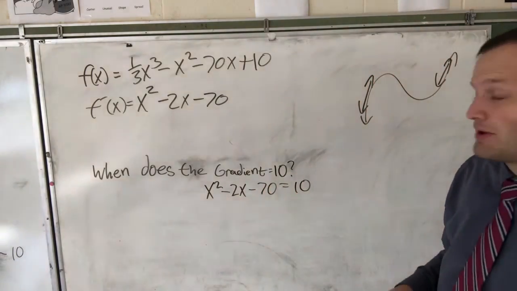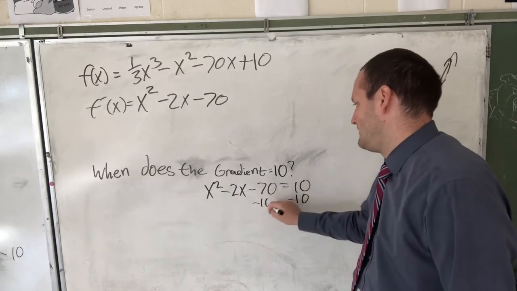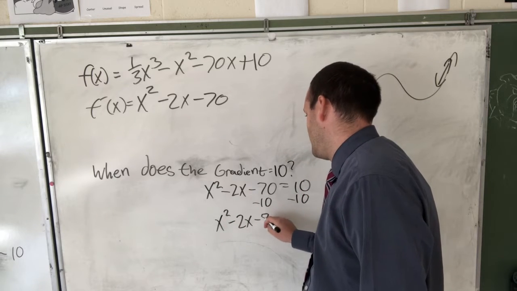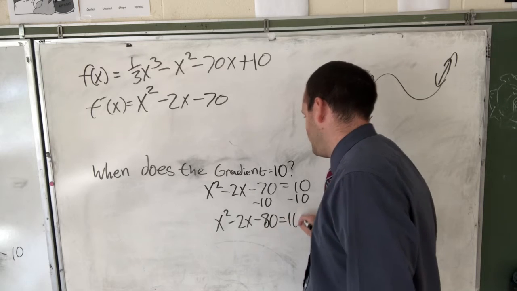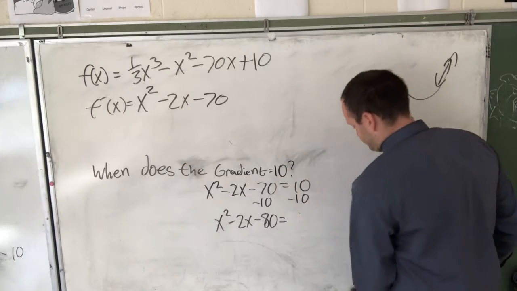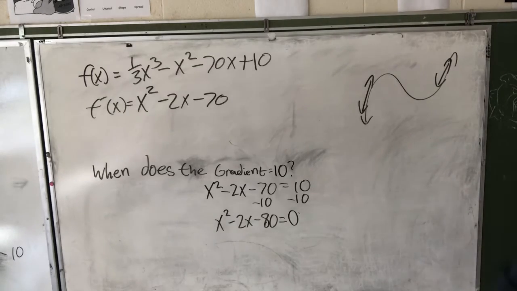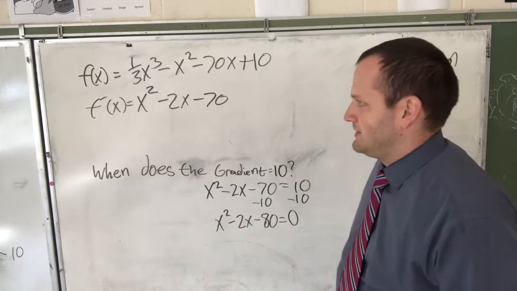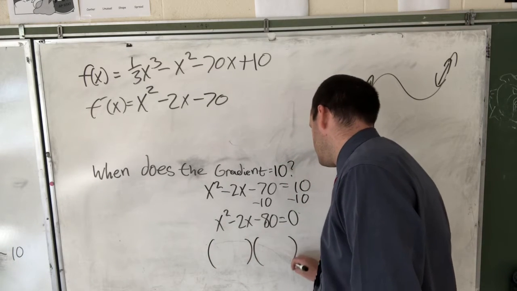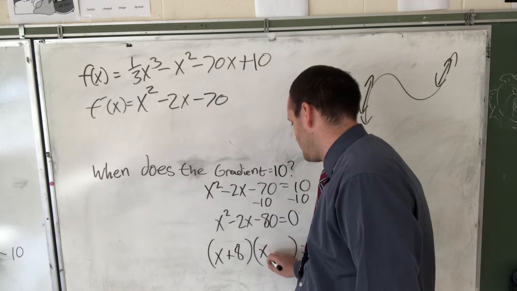Ooh, this is starting to look like a quadratic. Remember, we are going to get 2 answers. So I'm going to subtract 10 from both sides. That gives me x squared minus 2x minus 80 equals 0. What was your teacher saying? All right. What two numbers add to be negative 2 but multiply to be negative 80? They are x plus 8 and x minus 10.